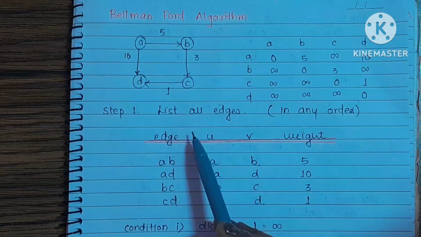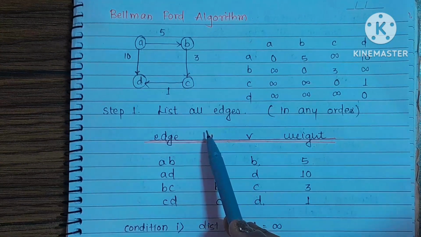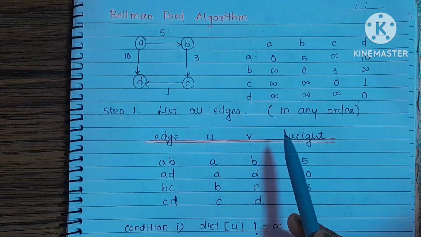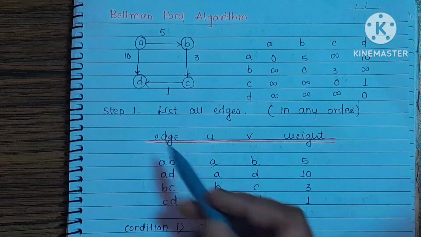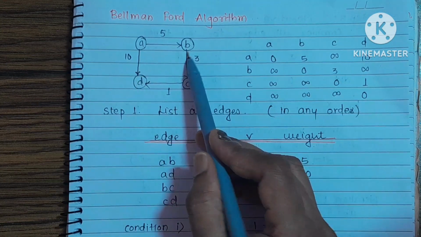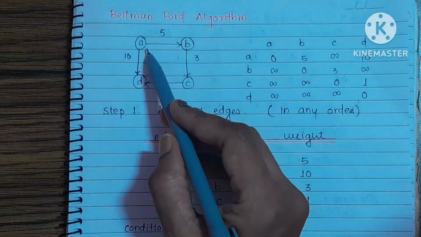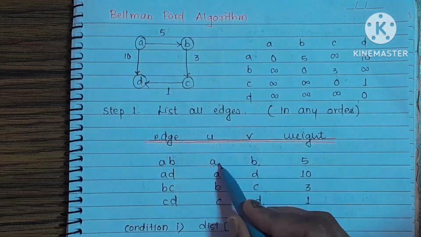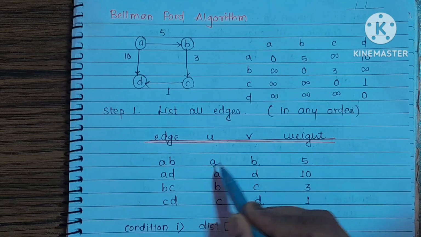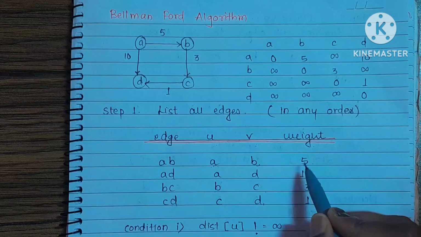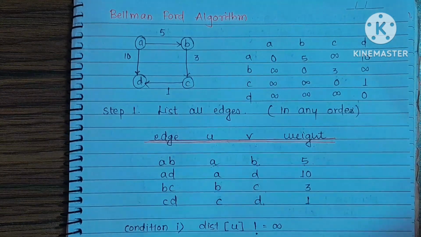The first step of the Bellman Ford algorithm is to list all edges in any order along with the source node, destination node and its weight. Here from the arrow we can figure out which is the source node and which is the destination node. This arrow originates from A. This A is acting as a source node, whereas B is the destination node and its weight is 5. So this is how all the edges have been listed here.